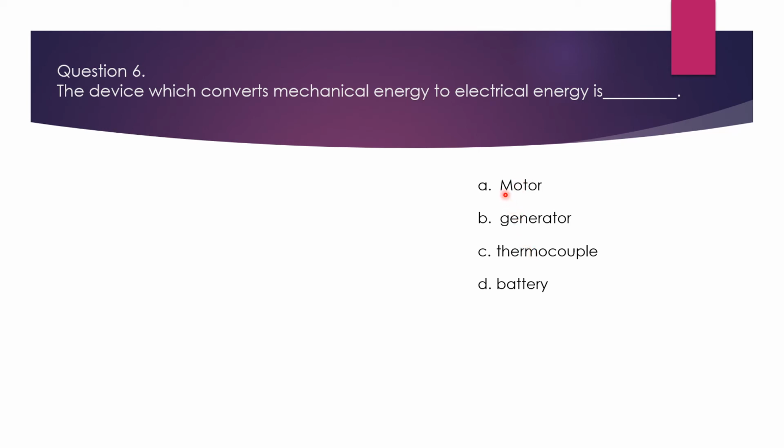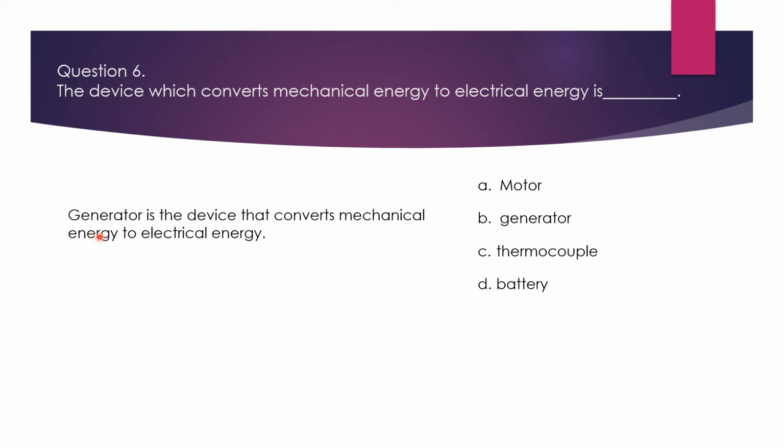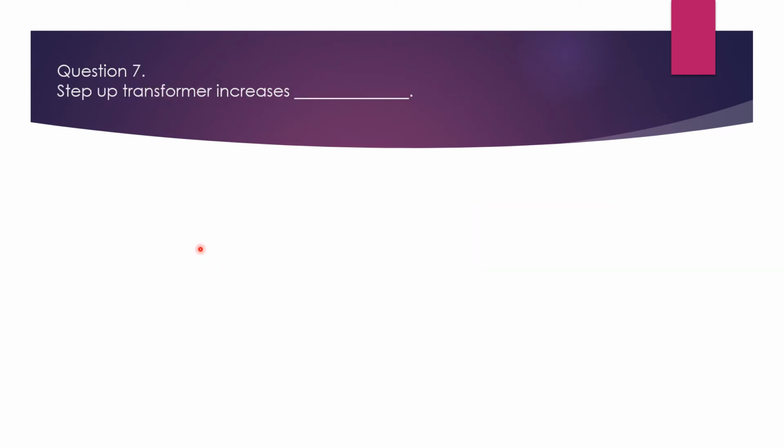A motor is something which receives electrical energy as input and converts it into mechanical energy. Whereas a generator is the device which converts mechanical energy. We provide mechanical energy to the generator, a rotation, and that rotation converts it into electrical energy. So a generator is the device that converts mechanical energy to electrical energy. The correct answer here is B.